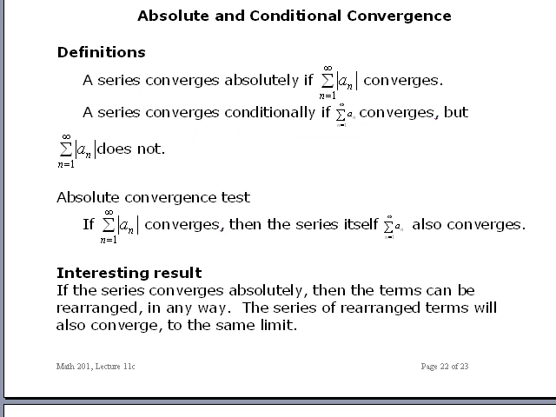And now I want to make a few remarks about absolute and conditional convergence. Here's the definition. A series converges absolutely if the absolute value of its terms converges. Right. In that case, the series itself converges because absolute convergence implies convergence. Now a series converges conditionally if the original series, the sum from n equals 1 to infinity of a sub n, converges, but the absolute value of the terms does not converge. That's called conditional convergence.